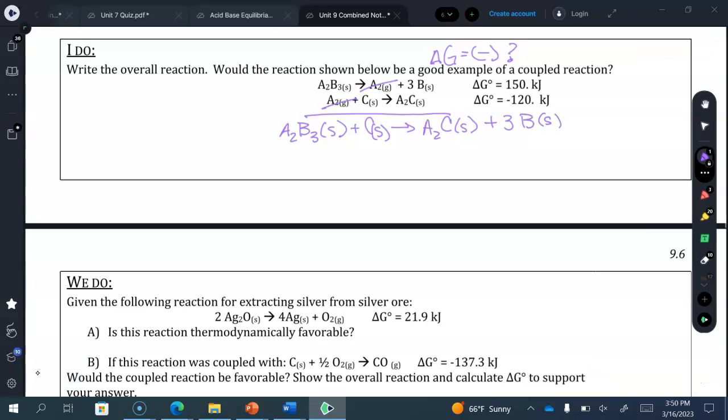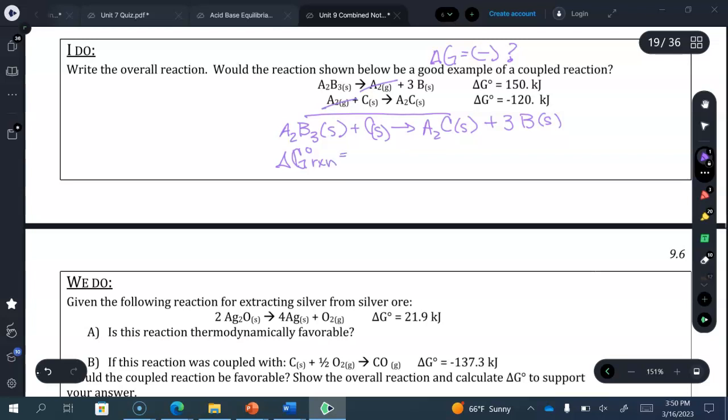Okay, so now that we've summed this, so this is our overall reaction, we need to figure out our delta G of reaction, and that's going to be the sum of the two delta G's for the individual reactions. So 150 kilojoules, and since we added, we're going to add these, plus a negative 120 kilojoules. When we add these together, we see we still have a positive 30 kilojoules. So no, this is not a good example. It is still unfavorable.